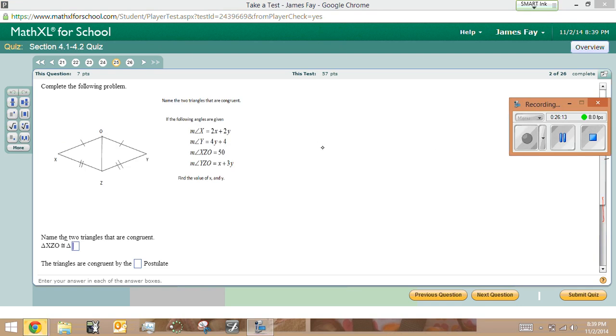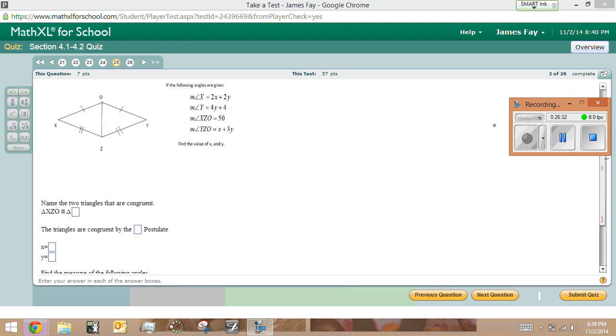Okay. Here it says name the two triangles that are congruent. We know these two triangles are congruent by side, side, side. So they go X to Z to O. So we need to go to Y, Z, O. So triangle Y, Z, O. So the triangles are congruent by the side, side, side postulate. The next part they ask, okay, they want you to find X and Y first.